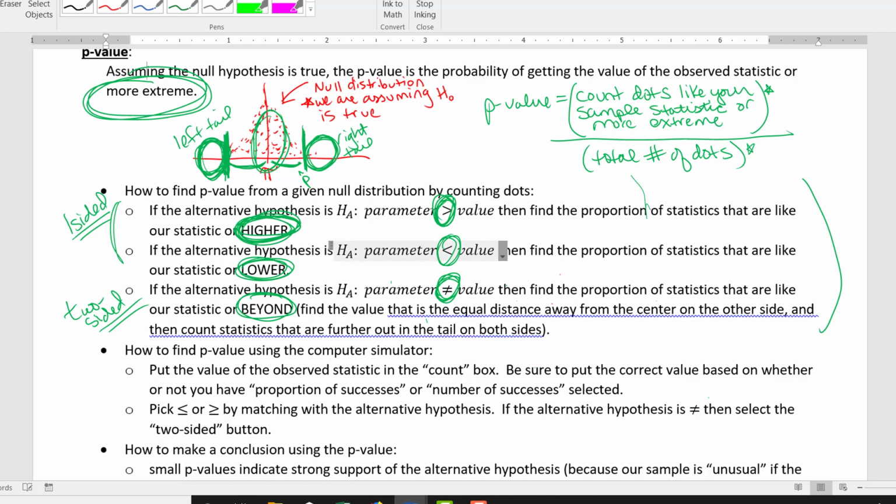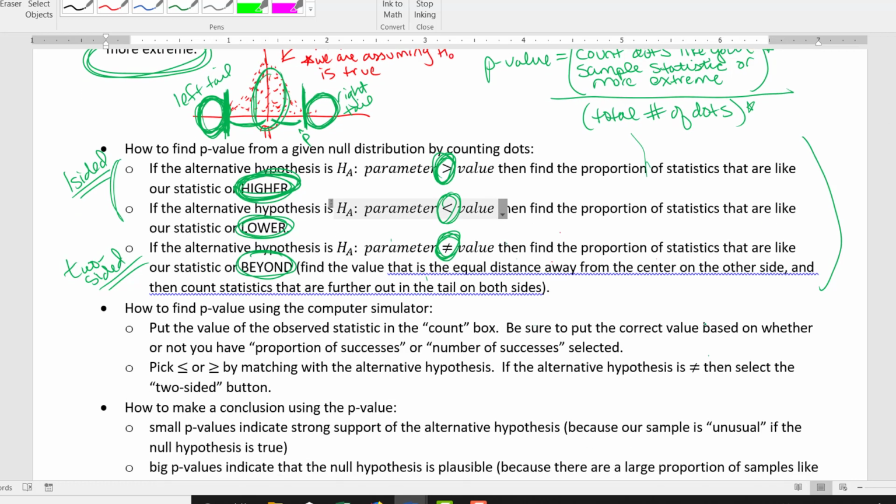All right, so how to find it with a computer simulator. One way we might ask you to find this p-value is when I give you an actual distribution, and you're asked to actually count dots and calculate the p-value. Another way you might be asked to find a p-value, which is actually more common, is you'll use the computer simulator. In the computer simulator, you are going to use the count box, and you're basically going to make the computer do the same thing.